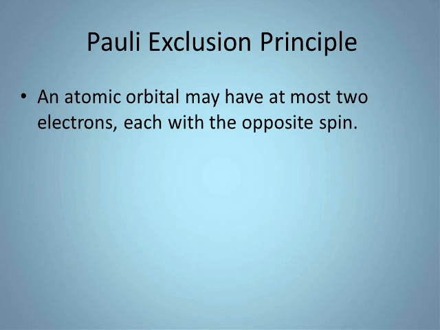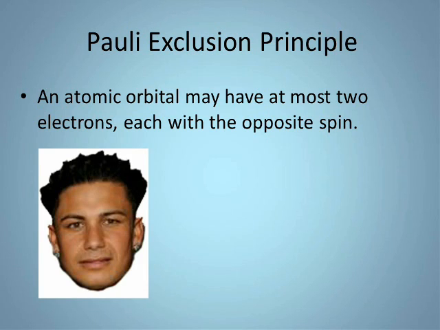The Pauli exclusion principle. So atomic orbitals have at most 2 electrons. So each orbital will have at most 2 electrons, each with the opposite spin. And I think this was Pauli from the Jersey Shore who came up with it. And people probably don't realize what a brilliant theoretical chemist Pauli is, and physicist. So I think we have to give him credit. I think that's the Pauli who came up with it.